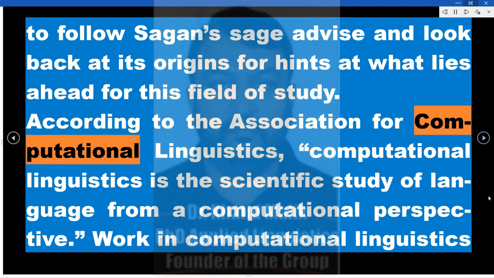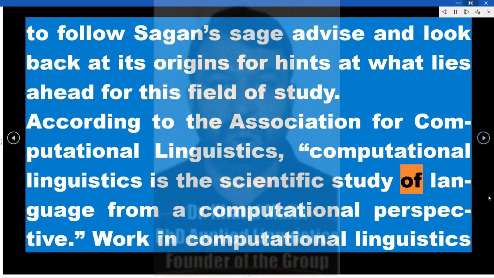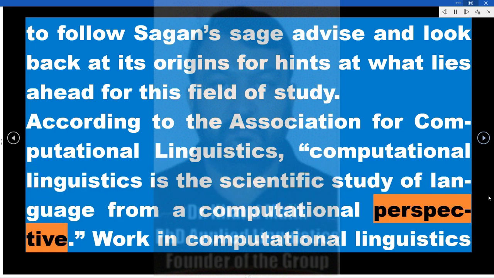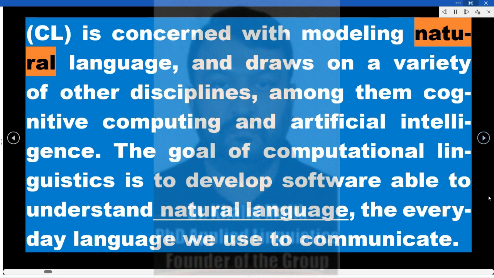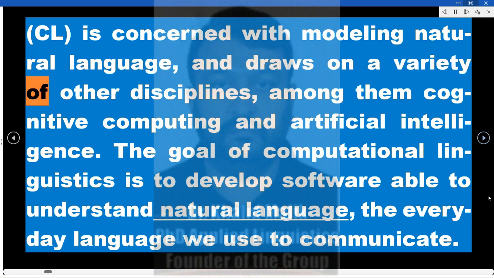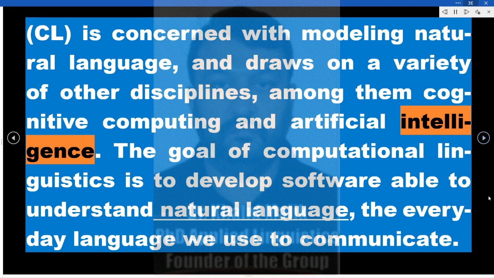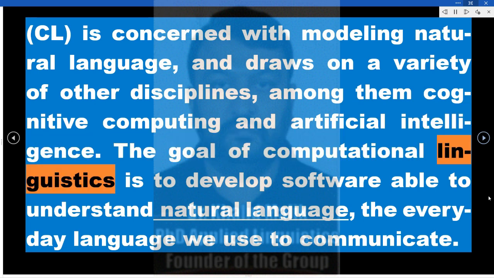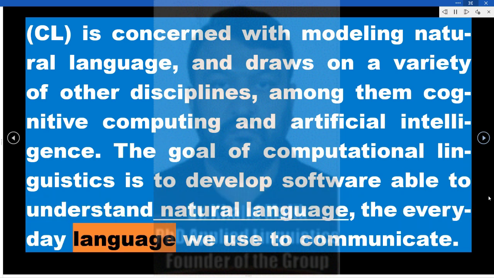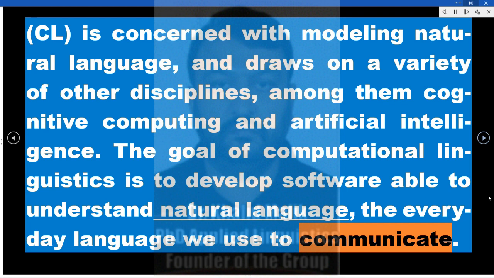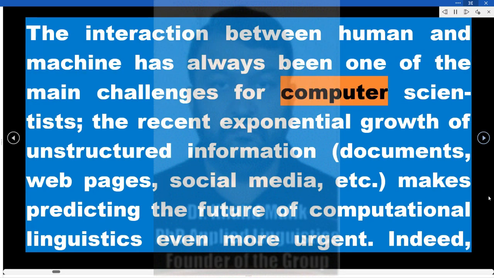According to the Association for Computational Linguistics, computational linguistics is the scientific study of language from a computational perspective. Work in computational linguistics, CL, is concerned with modeling natural language, and draws on a variety of other disciplines, among them cognitive computing and artificial intelligence. The goal of computational linguistics is to develop software able to understand natural language, the everyday language we use to communicate. The interaction between human and machine has always been one of the main challenges for computer scientists.